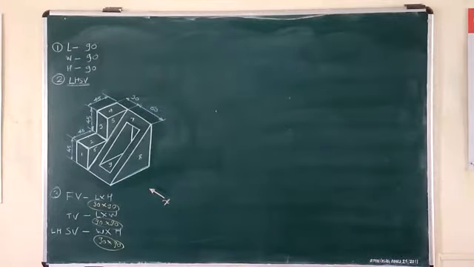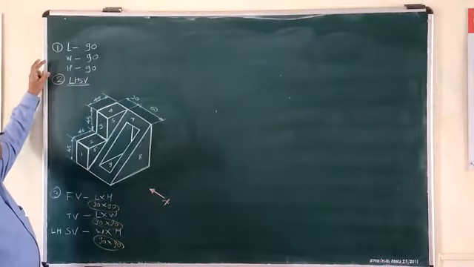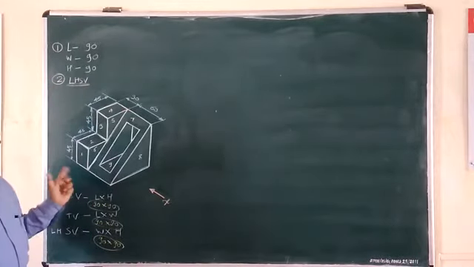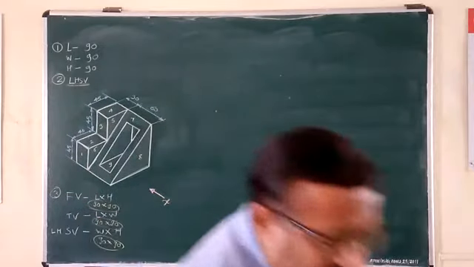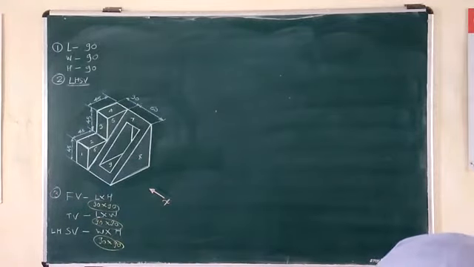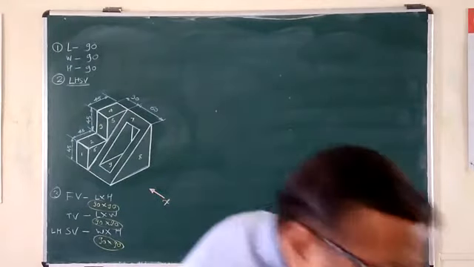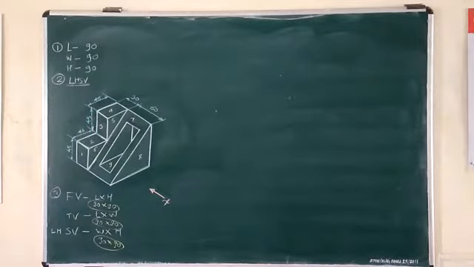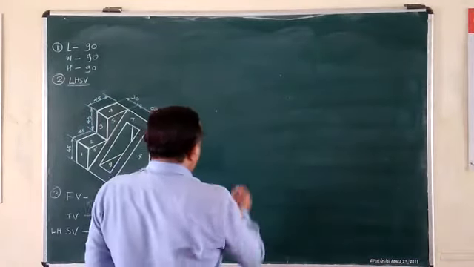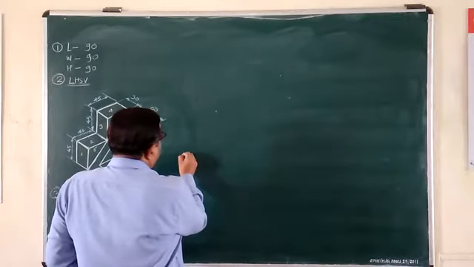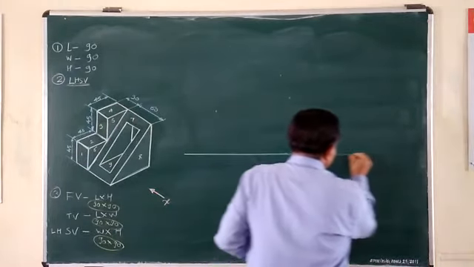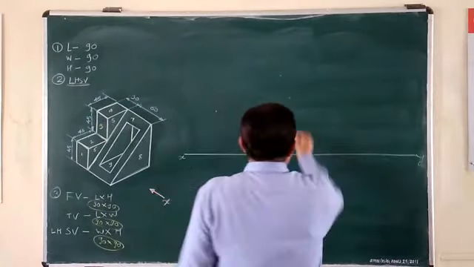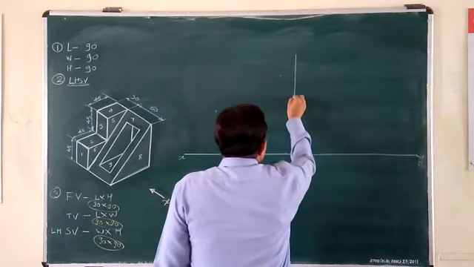So this is the first step, finding the overall maximum L, W, H. Second, note down which kind of side view is expected. And third, the three areas: front view, top view and side view. After that, the very next step is to construct the HRL and VRL, that is the horizontal reference line and vertical reference line. So I will construct here a long HRL, the horizontal reference line XY, and the vertical reference line.